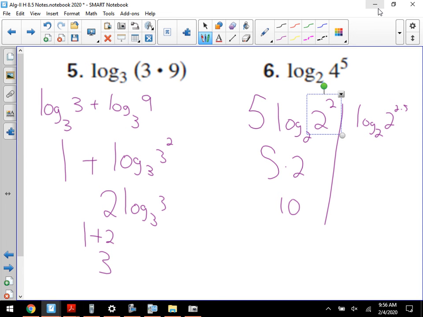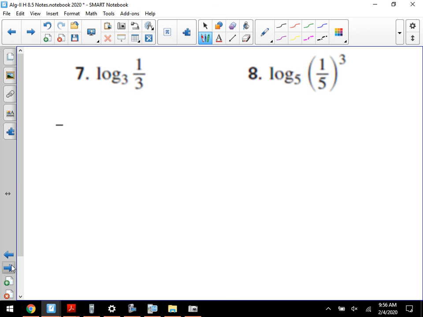So if I look at the next one, if I do one with the division, if I split this into the 2 separate parts, I get log base 3 of 1 minus log base 3 of 3. What's log base 3 of 1? 0. What's log base 3 of 3? 1. What's 0 minus 1? -1. Isn't 1/3 greater than -1?